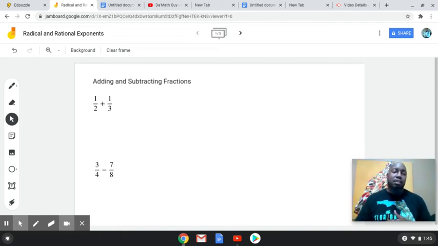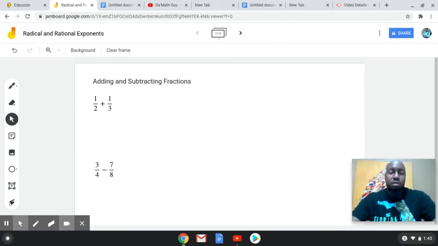So we're going to go ahead and talk about another topic that will prepare you guys for Monday. This is with radical and rational exponents. This is a continuation of the properties of exponents that you guys will use, but we're going to use them with radical and rational exponents. Basically, we're going to use them with exponents that are in fraction notation.